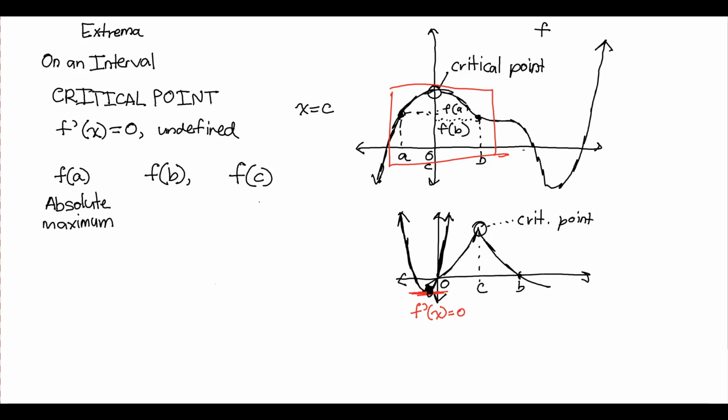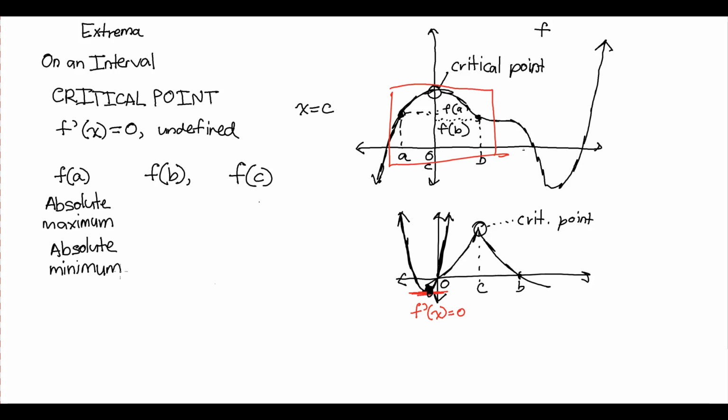If f of b is the minimum, that means it would be the smallest one of them. It would be an absolute minimum. If any one of the points were the smallest out of all three of them, you have an absolute minimum. And f of c is their critical point. Okay. So you have an absolute maximum, absolute minimum.